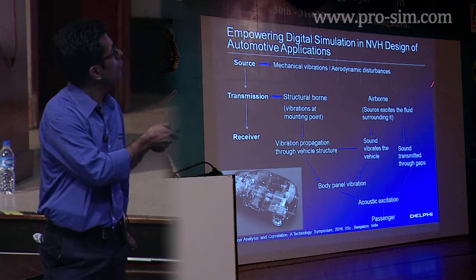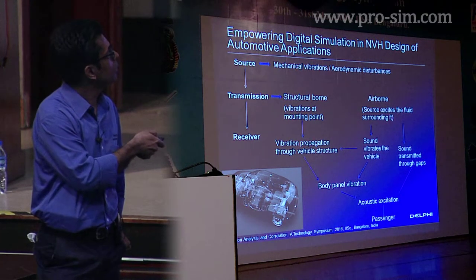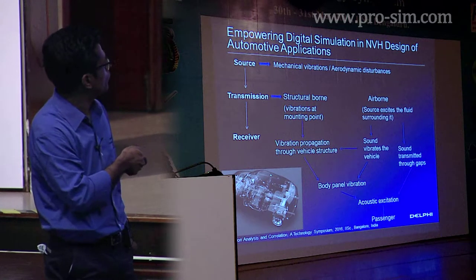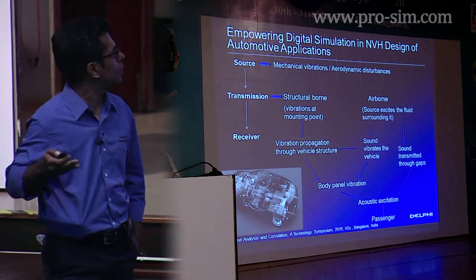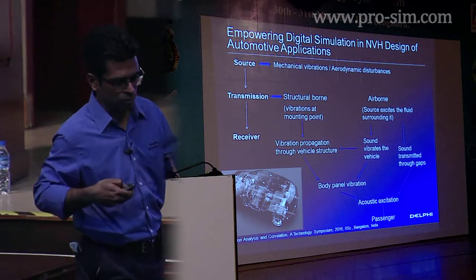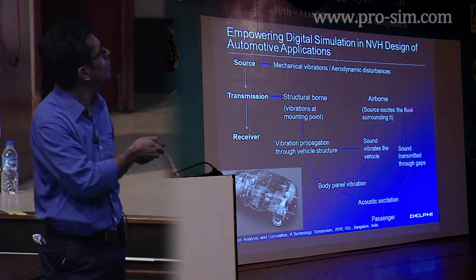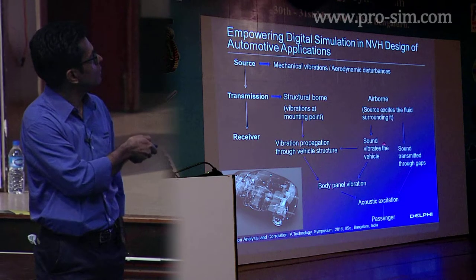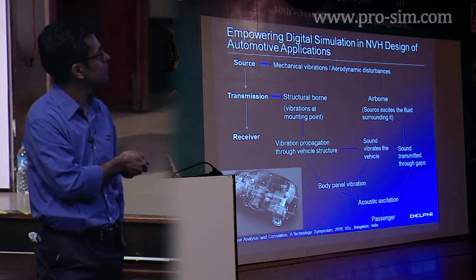Now, as regards airborne noise, the source excites the fluid surrounding it. If I take the example of a side view mirror, the mirror interacts with the fluid, and wake or vortex shedding happens downstream of the mirror. These vortices can interact with the window panels, and these window panels in turn radiate noise into the passenger cabin. So the source excites the fluid surrounding it, there is body panel vibration and acoustic excitation, and the passenger receives it.